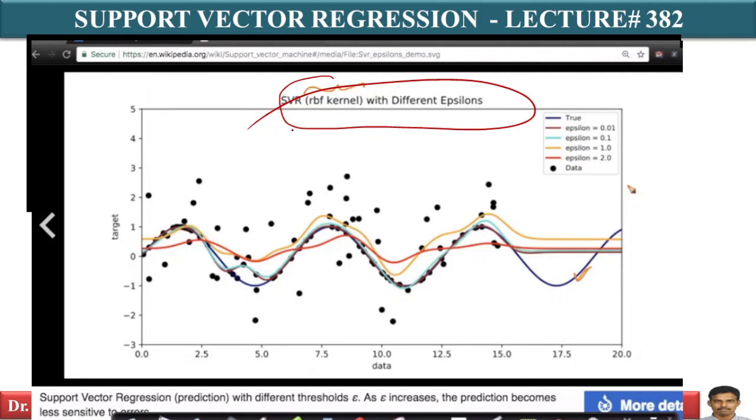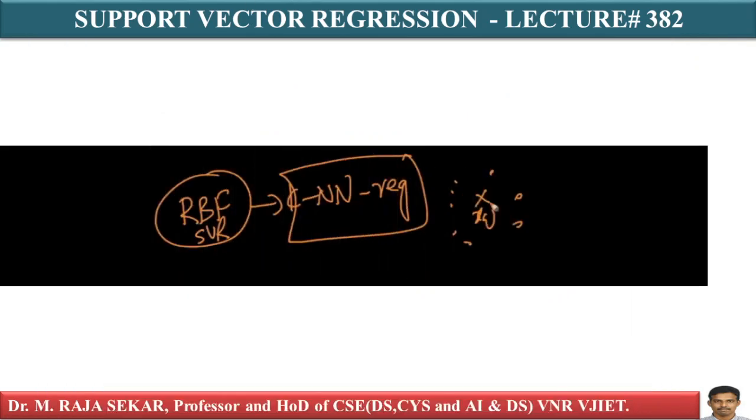Now, how does KNN regression work? Given a query point xq, pick the k nearest points, and take the mean value. It roughly works very similar to RBF SVR, isn't it?